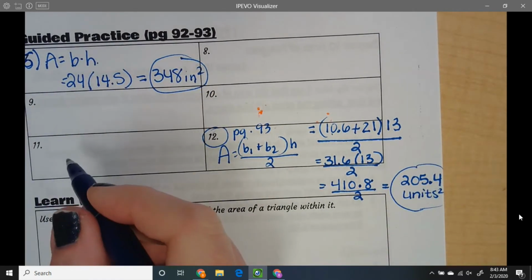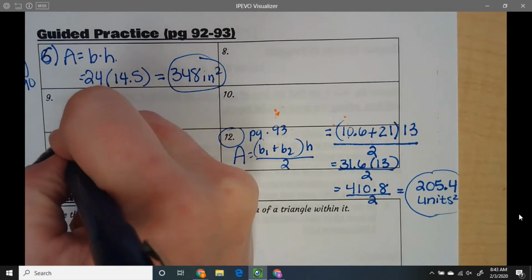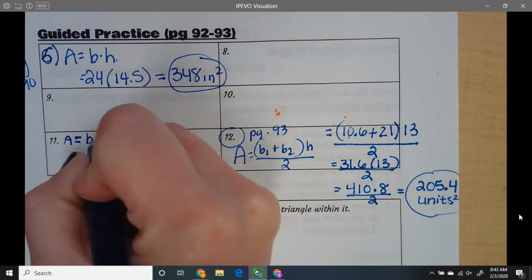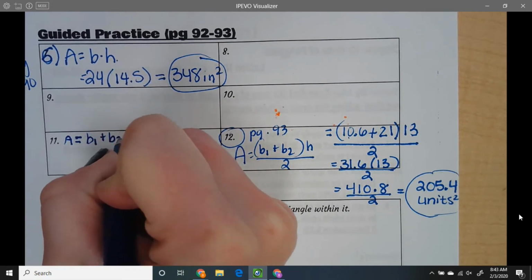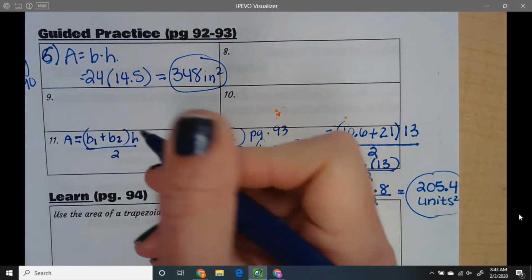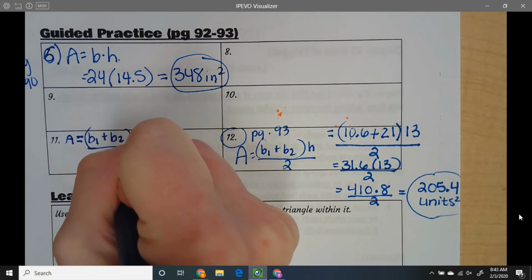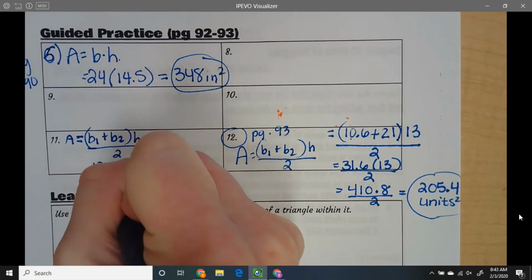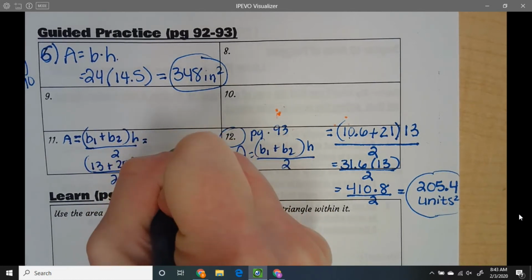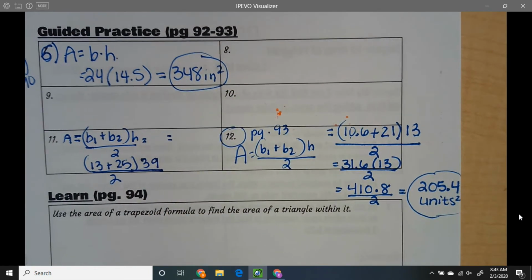Okay, you guys can practice number 11. So remember, the bases are always parallel. They don't always have to be top and bottom, but they are always parallel. So you should be able to locate the bases on number 11. And it would be the left and right versus the top and bottom. So you'd have 13 plus 25. And then the height on this one would be 39. If it helps your brain, you can turn your book sideways. And then we'll pause the video while you finish.